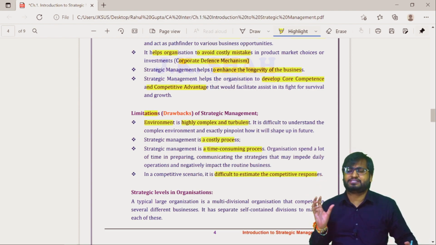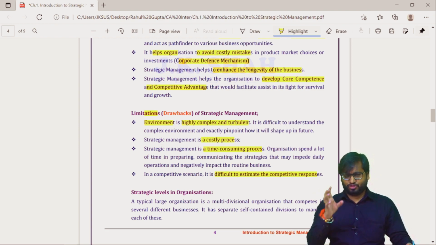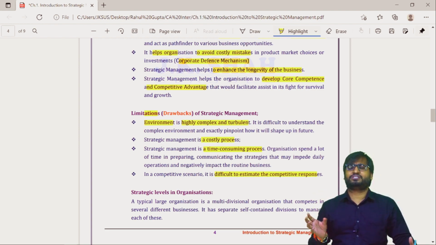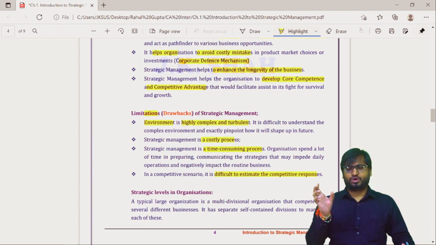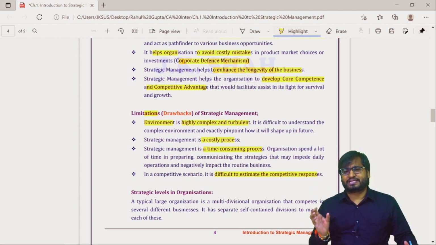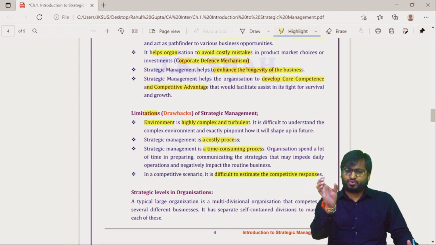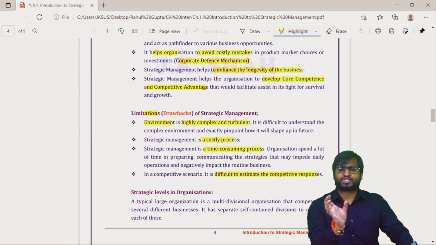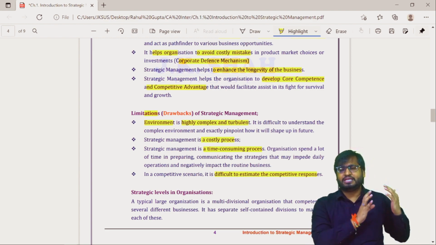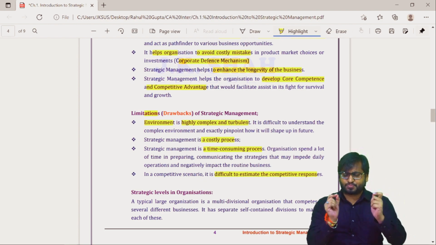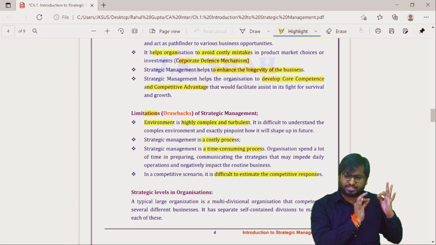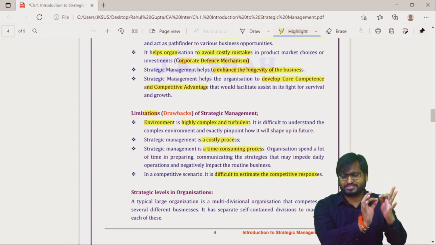So in order to take care of a particular department, we will be hiring some managers, and those managers are called functional managers. In order to take care of the marketing function, we hire marketing managers. In order to take care of the HR function, the HR department, we will be hiring HR managers. So they are responsible for a specific function of an organization.